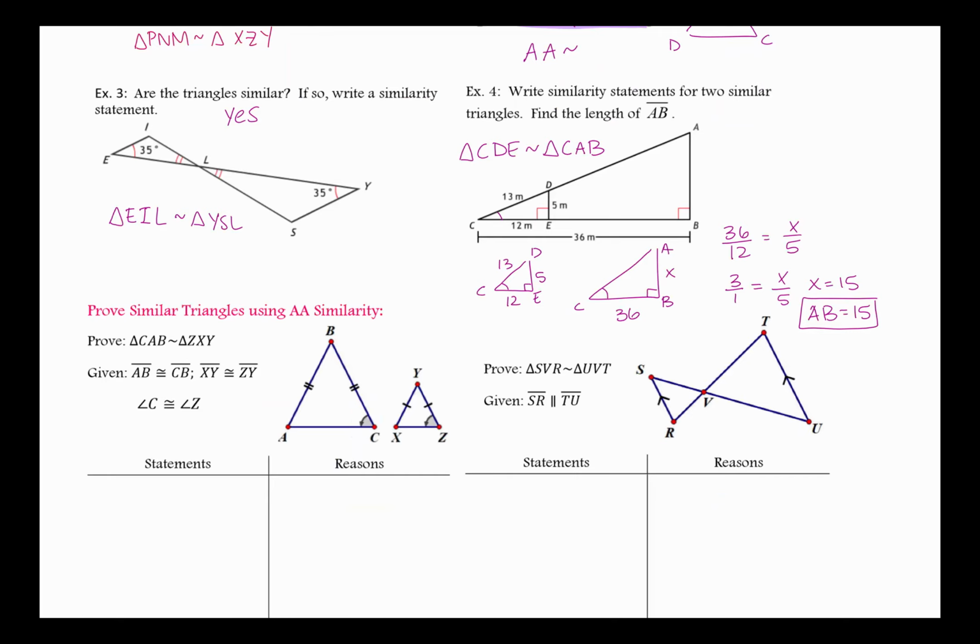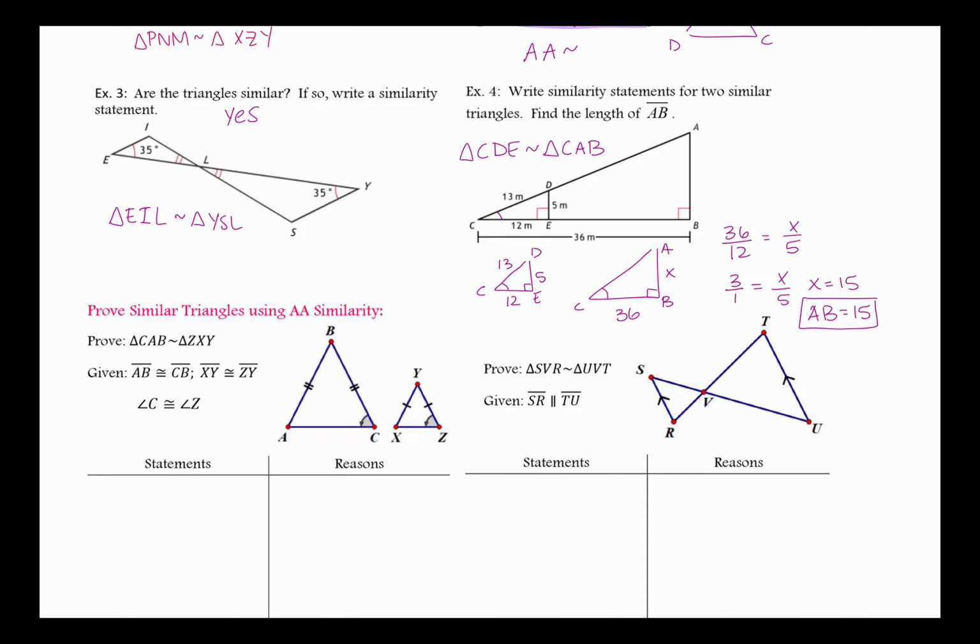Okay, so you should see in this first one that the triangles are similar. I have vertical angles here. So angle ILE is congruent to SLY. And then I'm also told that angle E and angle Y are both 35 degrees. So I can say that my two triangles are in fact similar. Triangle EIL is similar to triangle YSL. When I look over here, I see that I kind of drew them separately down here. Both of them have 90-degree angles. They both share angle C. So that would be triangle CDE is similar to CAB.